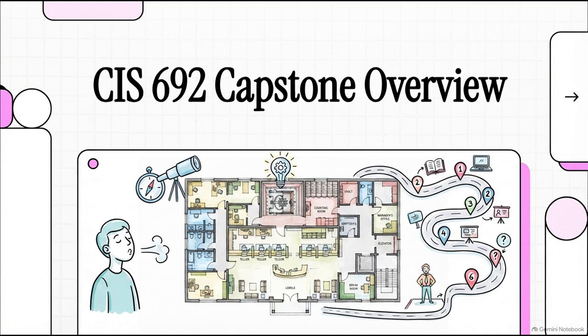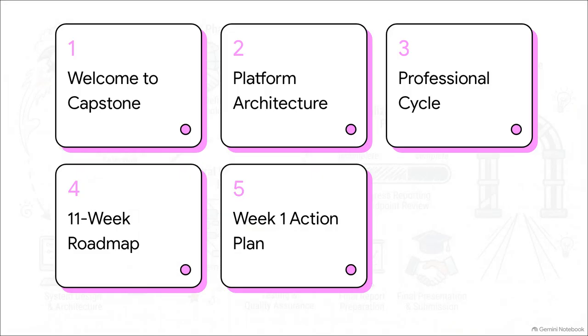We're going to break down exactly what this project is, step by step and week by week, so you can hit the ground running with absolute confidence. Here is our agenda mapping out your entire journey. We'll be hitting Section 1, Welcome to your Capstone, Section 2, Platform Architecture and Scope, Section 3, Professional Engineering Cycle, Section 4, the 11-week roadmap, and Section 5, your Week 1 action plan.